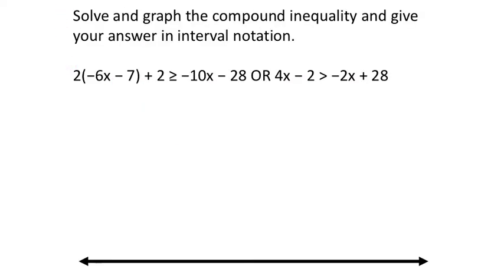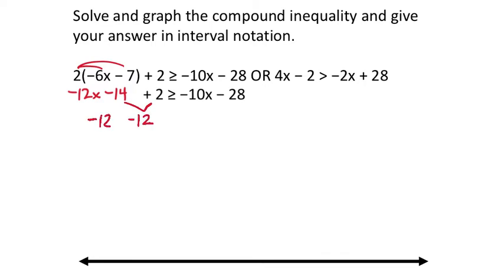Same idea. Let's start by just solving these. So I'll do this first one in red again. Two groups of negative 6x would be negative 12x's. Two groups of negative 7 is negative 14. Nothing else. There was no other distribution there, so I'm just dropping the rest. Combining like terms, negative 14 plus 2 is negative 12. So I now have negative 12x minus 12, and that's greater than or equal to negative 10x minus 28.